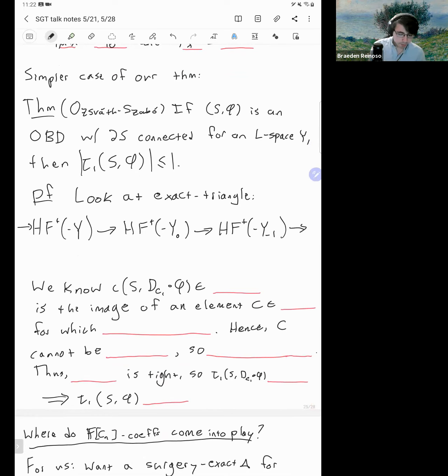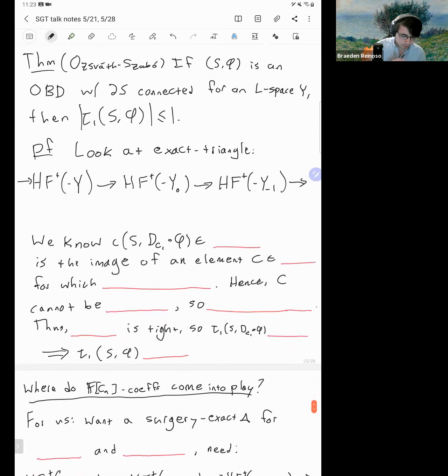So the theorem tells you that if you have some open book decomposition with connected binding for an L space, which is one where the reduced Floer homology is 0, then the twist coefficient of that connected binding has to be less than 1. And here's how the proof goes. It goes essentially according to the steps that we looked at before. So you look at a piece of the exact triangle, and notice that this guy here is where this c0, which is the generator of your one-dimensional Floer homology, is.